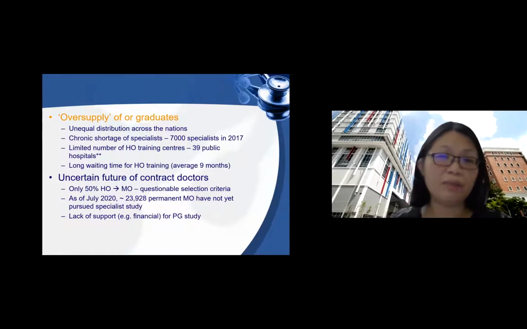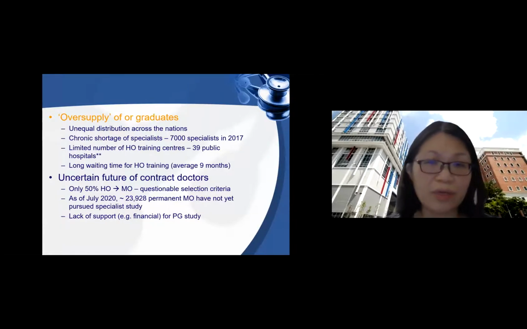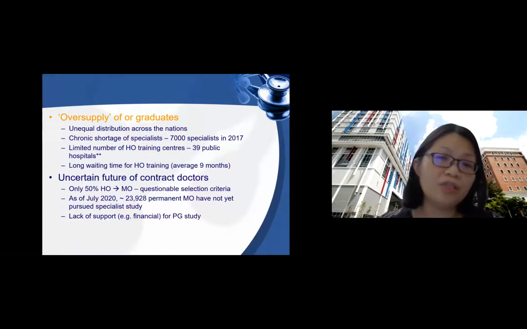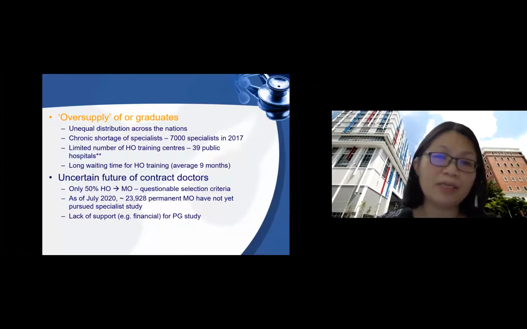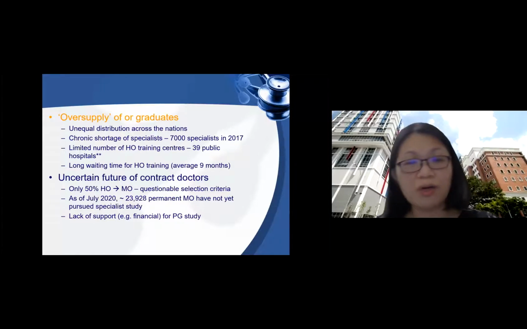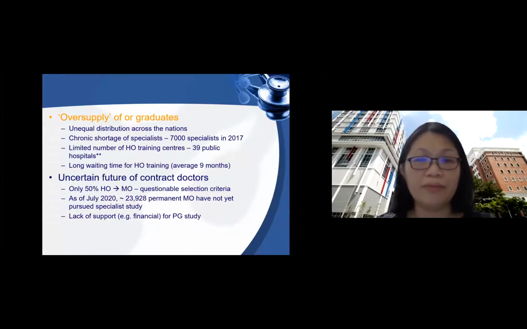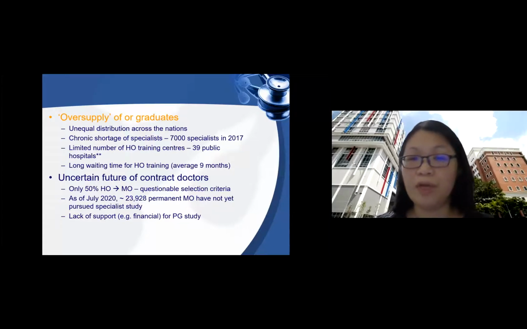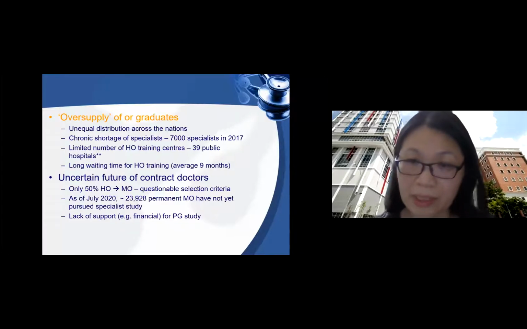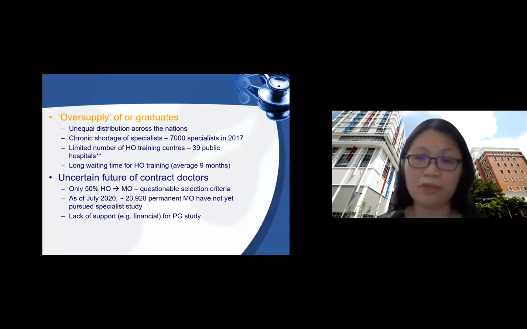The other issue is the oversupply of medical graduates. I put oversupply in inverted commas here, all right? So is this oversupply true or not true? It's because we see an unequal distribution of medical graduates across the nation, because most of our medical graduates prefer to stay in the urban areas, in the big cities, and therefore we see oversupply in the urban hospitals.